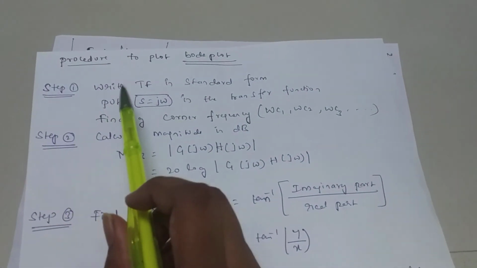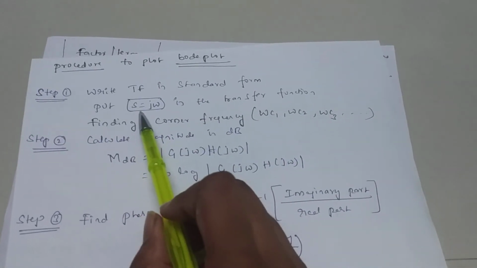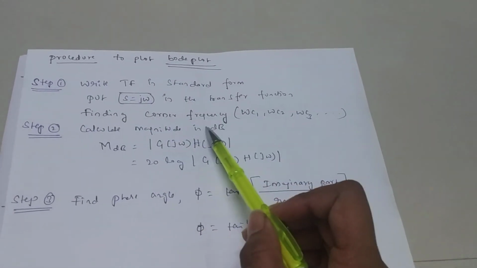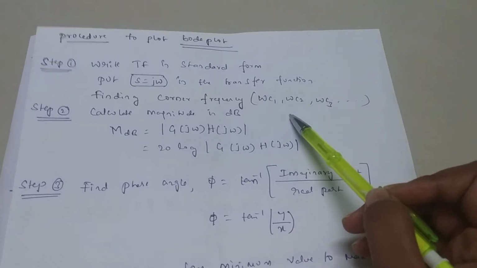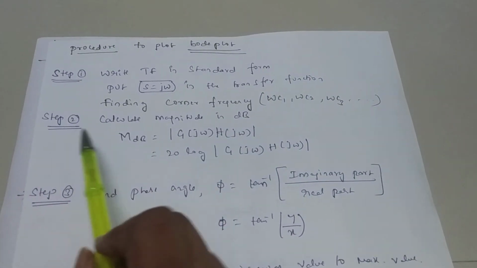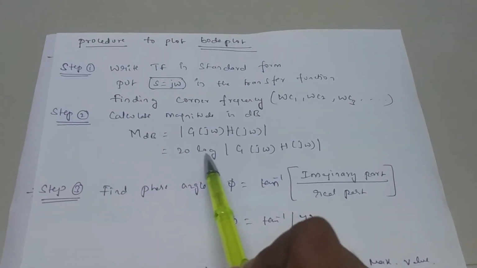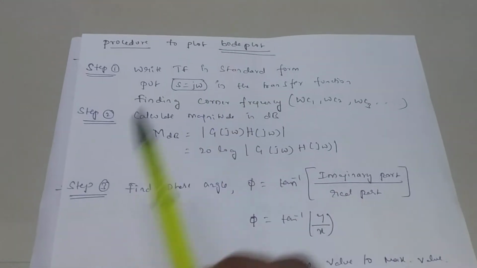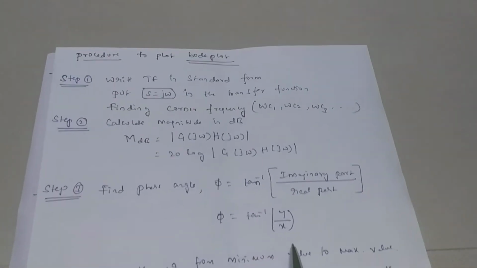The procedure is to write the transfer function in standard form, then replace s with j omega, and find the corner frequency from the term 1 plus j omega by omega c1. The next step is calculating the magnitude in decibels, which is 20 log of the magnitude of G(s)H(s). Next is finding the phase angle, that is tan inverse of y by x.